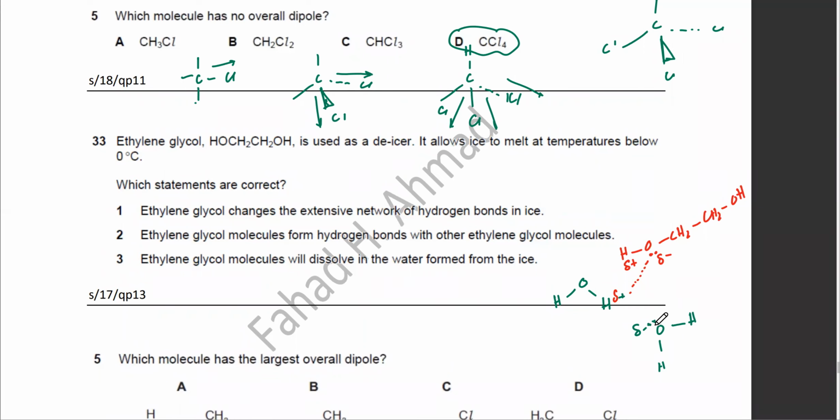They were hydrogen bonded to each other, or they were attracted to each other. But now the water molecules are getting attracted to the ethylene glycol molecules as well. So the extensive network of hydrogen bonds will change. So the first statement is correct. And so ethylene glycol is kind of breaking the attractive forces between the water molecules. Is this clear?